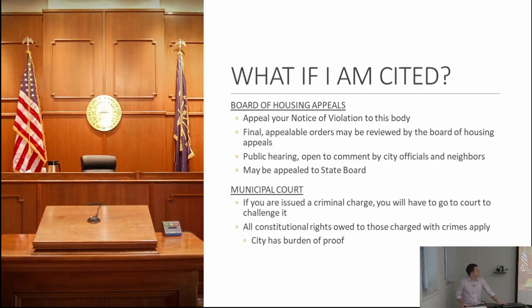So what if you get cited? You can appeal your notice of violation to the Board of Housing Appeals. This is very similar to the Board of Building Appeals, the Board of Zoning Appeals. It's another administrative body that reviews the appealable orders. You have to appeal the notice of violation. If you get the notice, they give you a certain amount of time to fix it. You've got to appeal the notice before that time runs out, because once it runs out and they cite you, at that point it's going to be too late to go back to this appeal process. You're going to have to be dealing with it as a criminal matter in court.